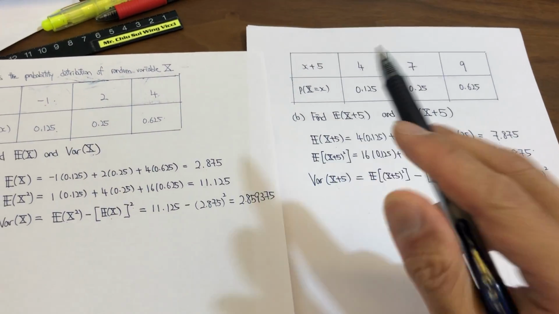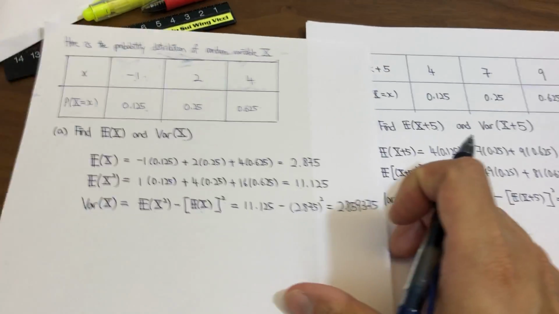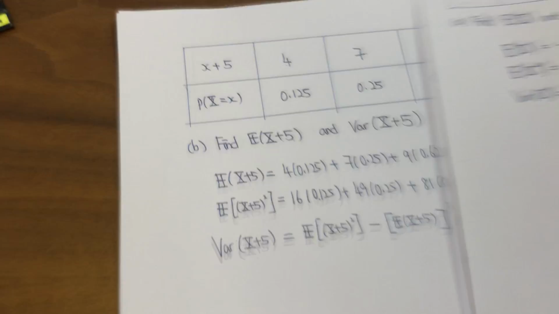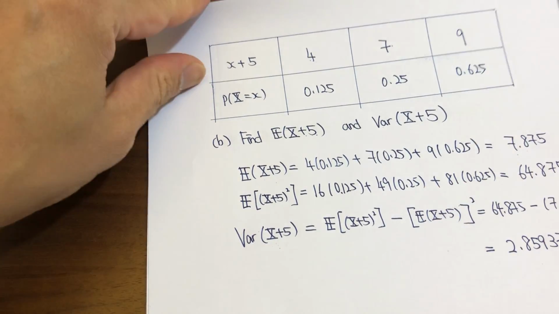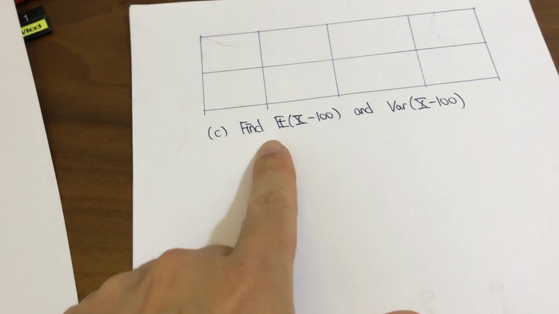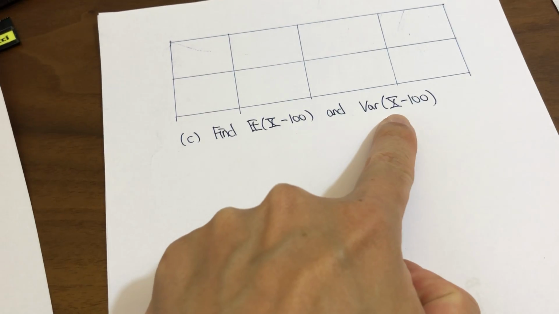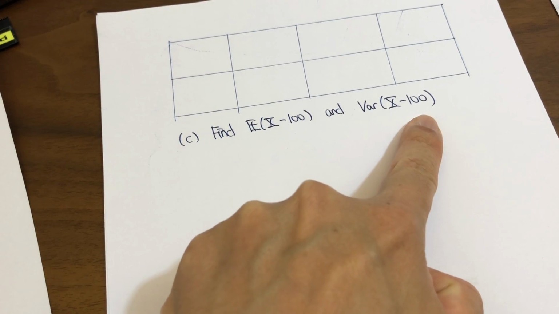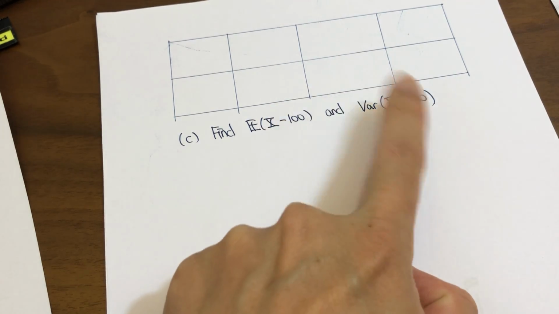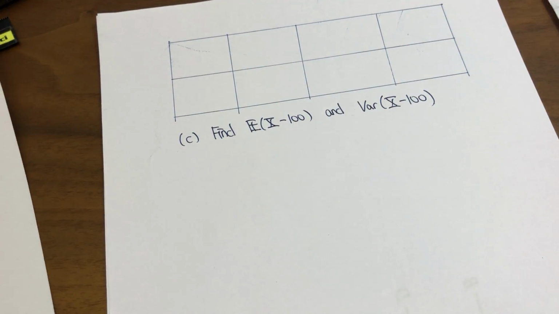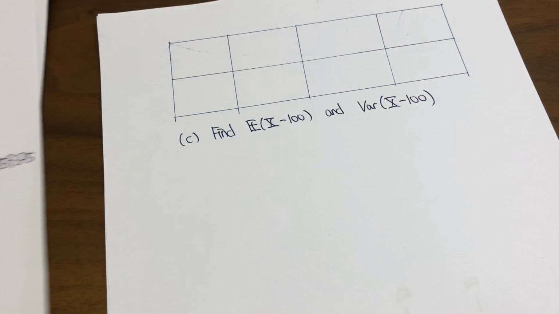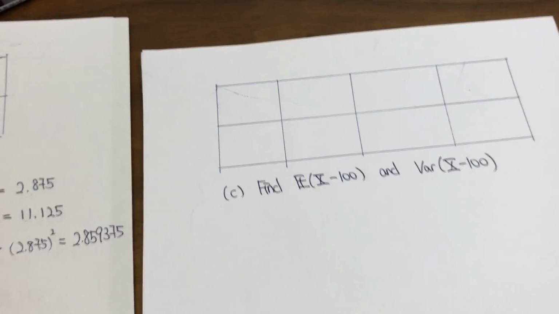Okay, so let's continue to do one more experiment. This time, let's try to find the expected value of x minus 100 and also the variance of x minus 100. So what would they be? Okay, let's do it.